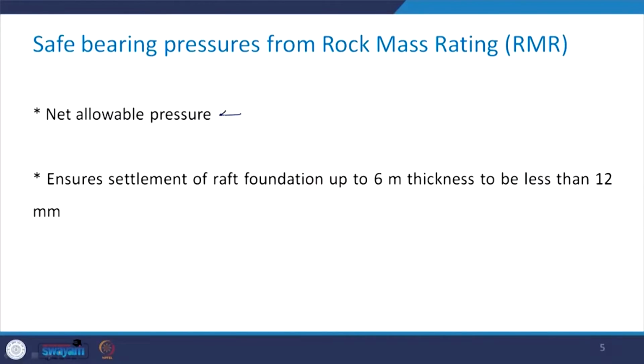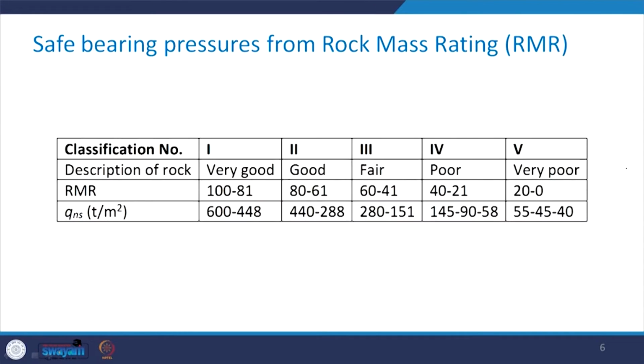You already know how to determine the rock mass rating. So, from here we get the net allowable pressure, and the value that we get ensures that the settlement of a raft foundation, up to 6 meter thickness, is less than 12 mm. That means this is the permissible settlement which is considered in order to determine the safe bearing pressure from the rock mass rating.